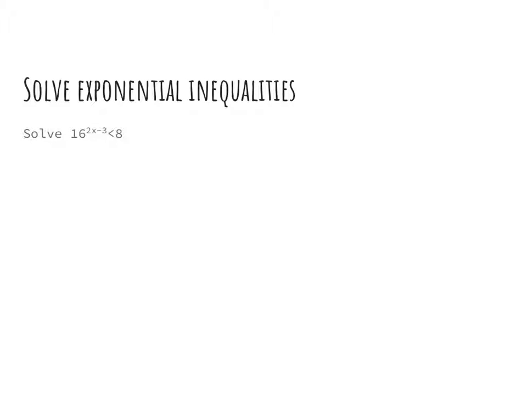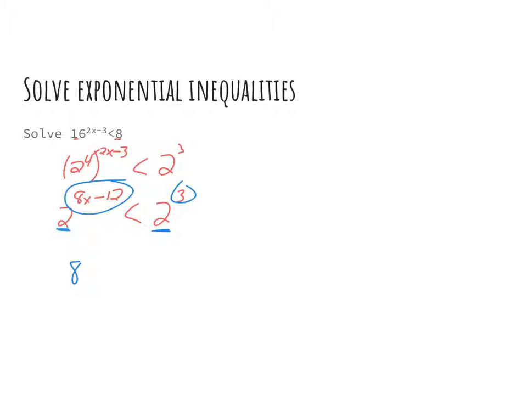Our first example, we've got 16 raised to the 2x minus 3 is less than 8. The first thing I need to do again is to rewrite it so the bases are the same. I can write 16 and 8 in terms of 2's. So 16 I would say is 2 to the 4th, raised to the 2x minus 3, and 8 is 2 to the 3rd. Multiplying my exponents on the left, I should get 2 raised to the 8x minus 12 power is less than 2 to the 3rd. Once my bases are the same, I can use the exponents. So I'm going to say that 8x minus 12 is less than 3.